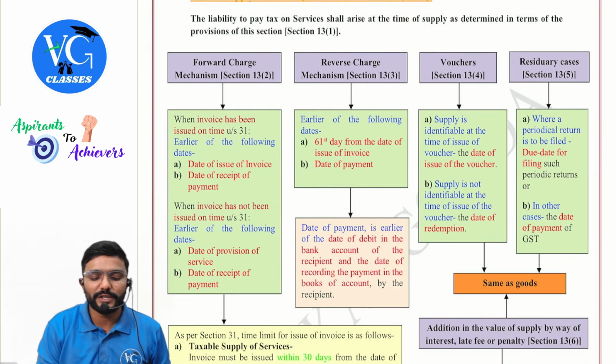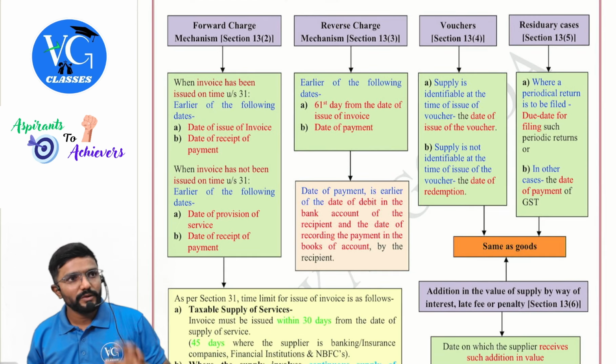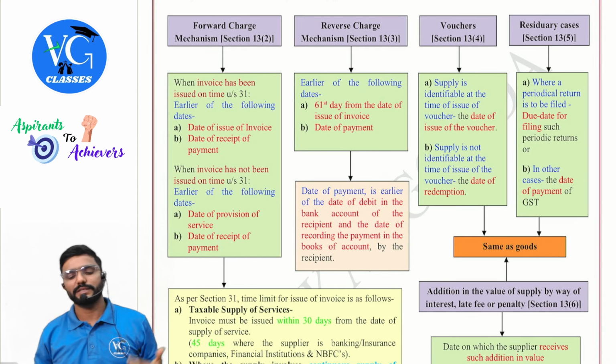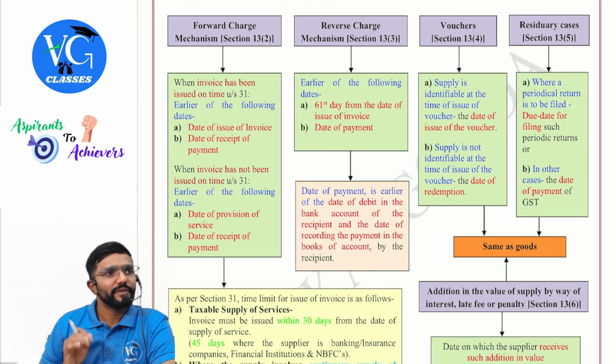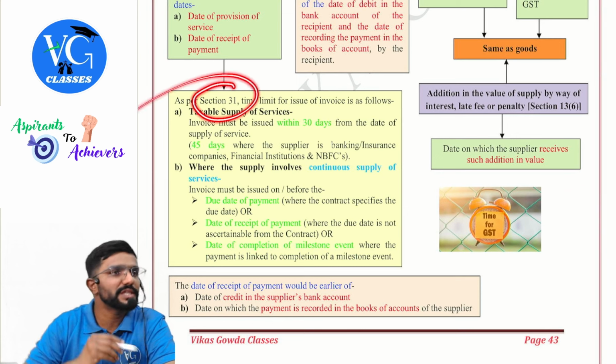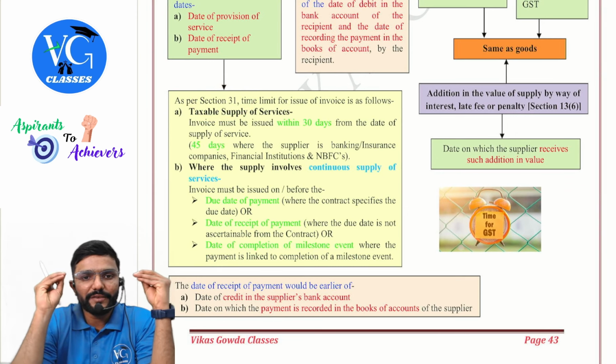Section 13 subsection 2. You are thinking from whose point of view? Supplier. Okay. Who should issue the invoice, guys? Issuing the invoice is whose responsibility? Supplier. First, check: is the invoice issued within the due date? For which we should know what the due date to issue the invoice is, for which we are referring to section 31. First, let us see that.